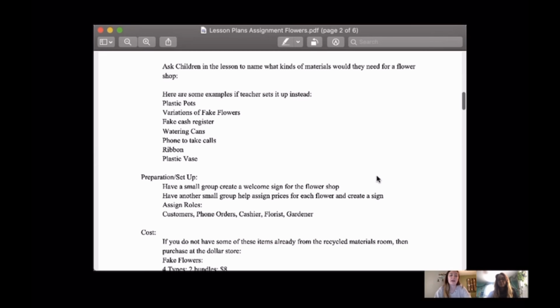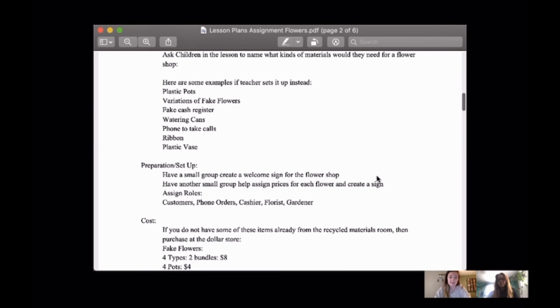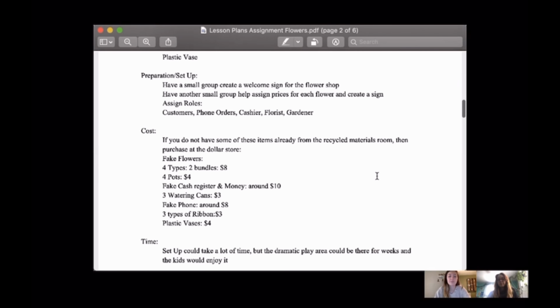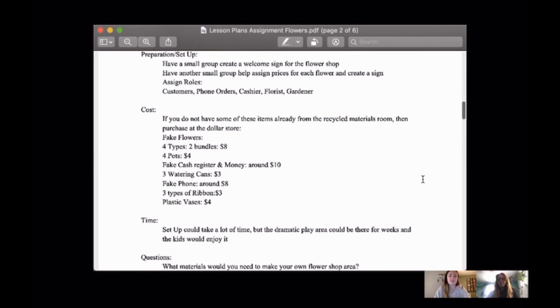They thought of a cash register, watering cans, a phone to take calls, ribbon, and plastic vases. So the roles they had were customers, phone orders, cashier, florist, and a gardener. The costs were all from the dollar store. There's really cheap things, and you don't have to get that much for kids to enjoy it.